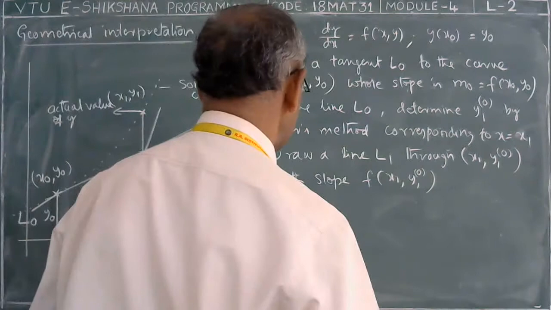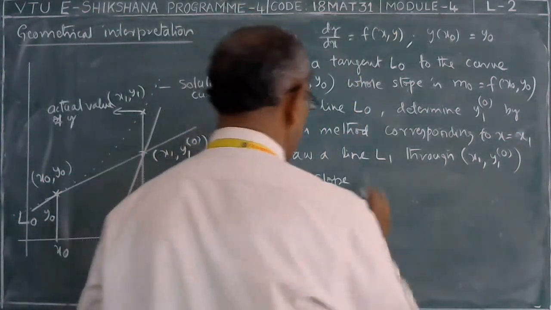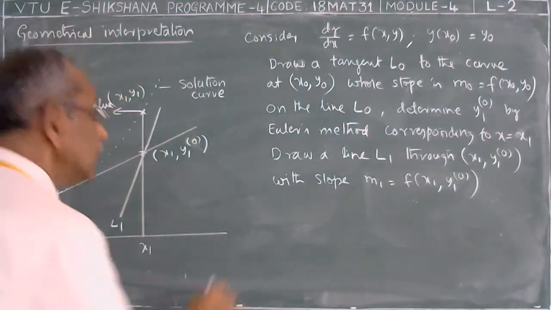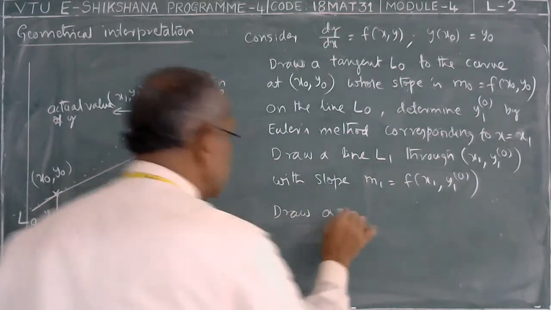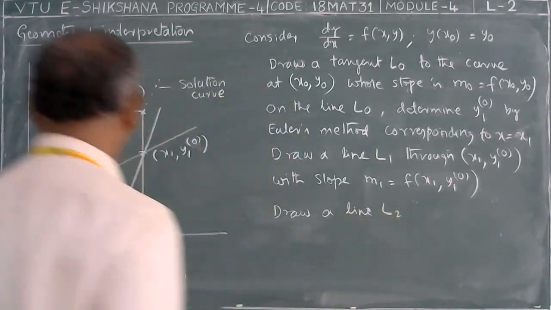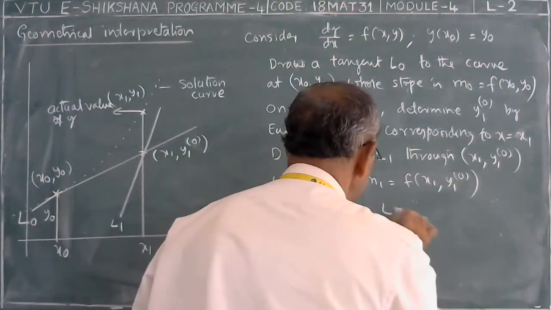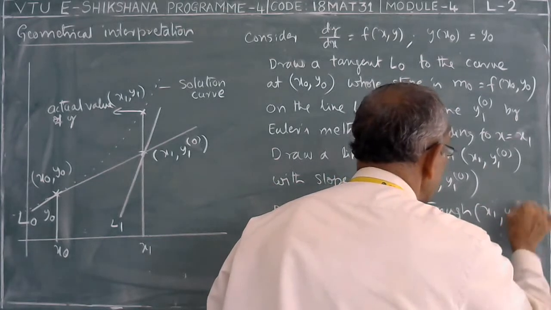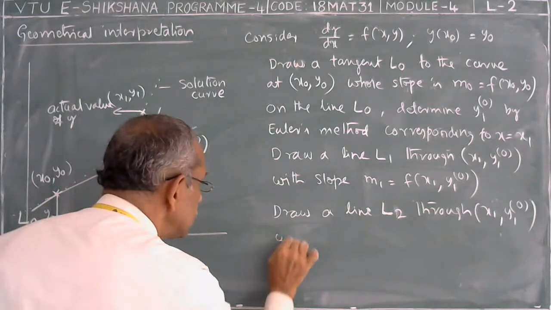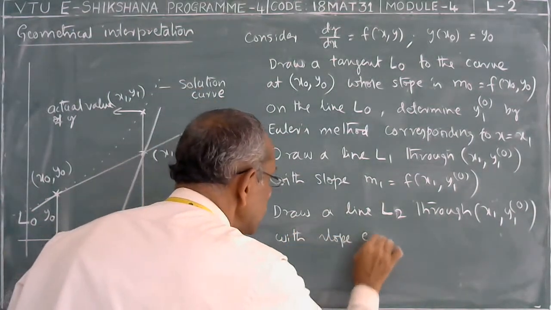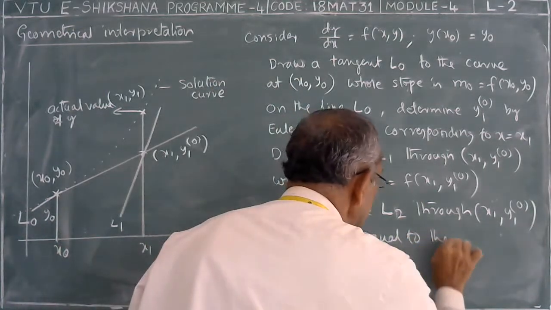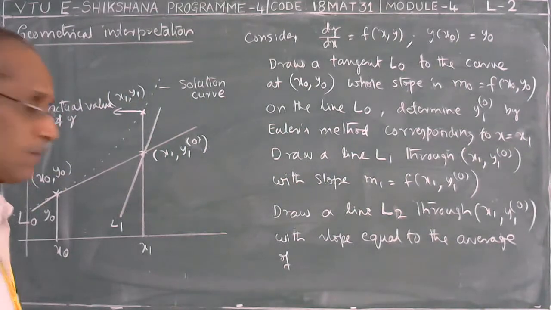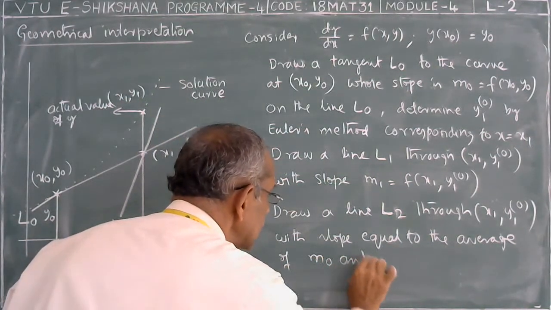Now, let us take the slope, say M1, where M1 is equal to f of x1 comma y1 0. Now draw a line N2 to the same point, through x1, y1 0, with the slope equal to the average of the slopes of L0 and L1, the average of M0 and M1.